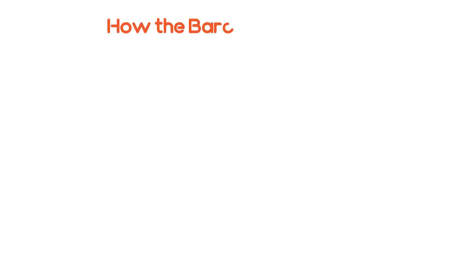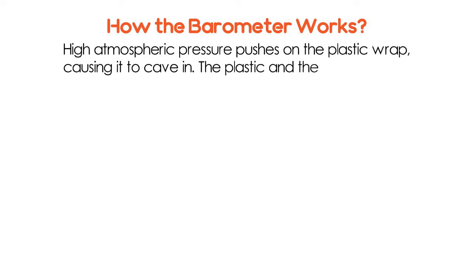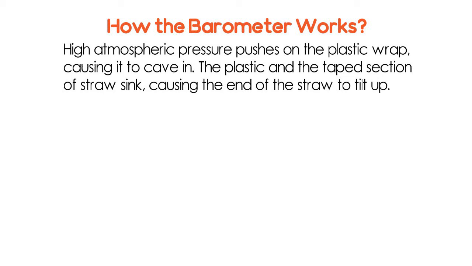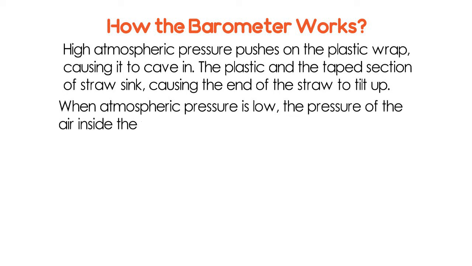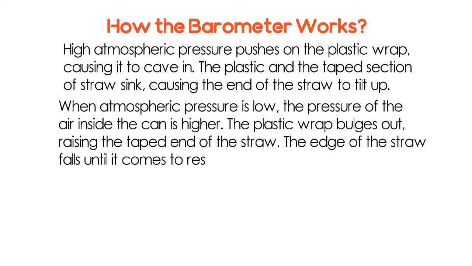How the barometer works. High atmospheric pressure pushes on the plastic wrap, causing it to cave in. The plastic and the taped section of straw sink, causing the end of the straw to tilt up. When atmospheric pressure is low, the pressure of the air inside the can is higher. The plastic wrap bulges out, raising the taped end of the straw. The edge of the straw falls until it comes to rest against the rim of the container.